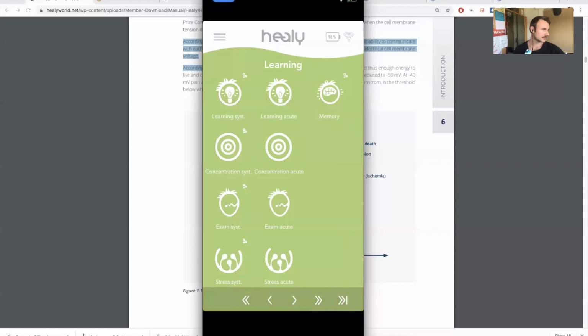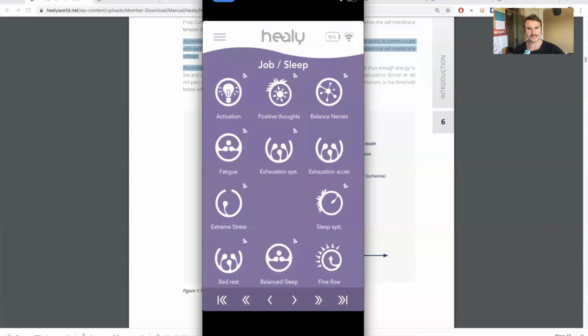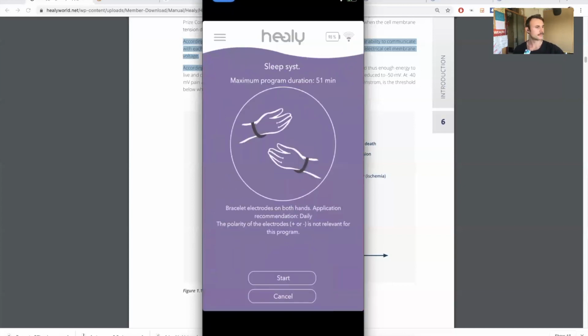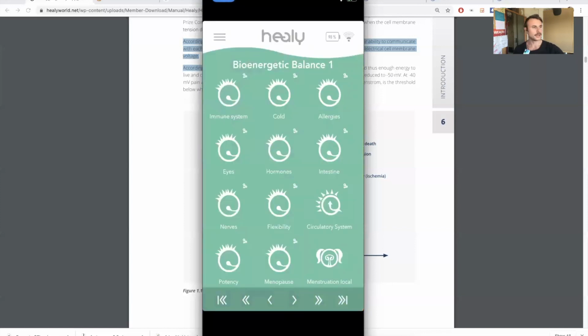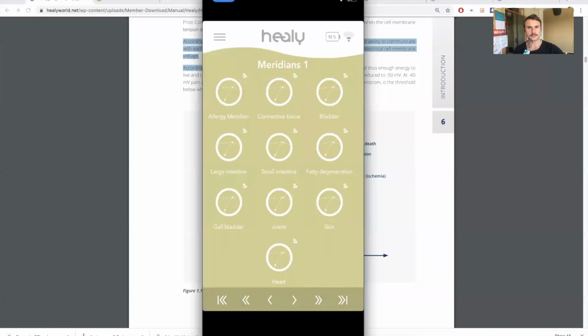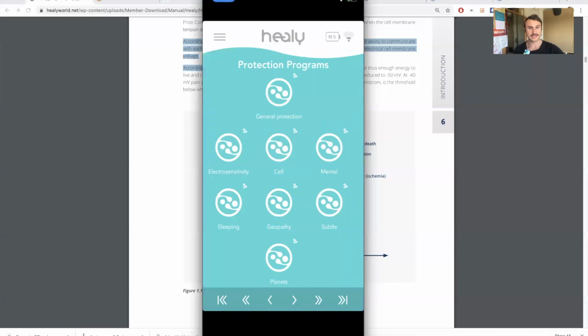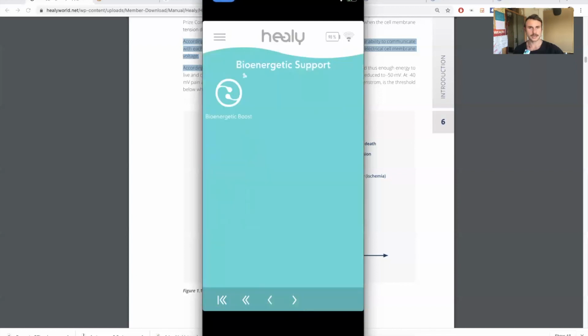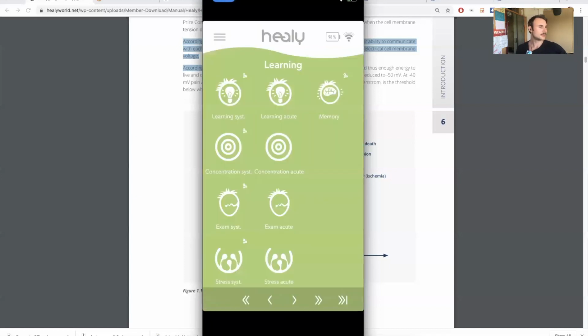Learning, okay? Let me show you the rest of them. There's learning, there's fitness, there's positive thoughts for job and sleep. Mental balance, skin, beauty, bioenergetic 1 and 2, bioenergetic balance 2, meridians 1, 2, chakras, protection programs, electrosensitivity, support, deep cycle, and an energetic boost, which was released to help support the lungs and some other body systems. So what we're going to do is go into the learning program, and I'm just going to give you guys a bit of an understanding. Let's go learning system first.